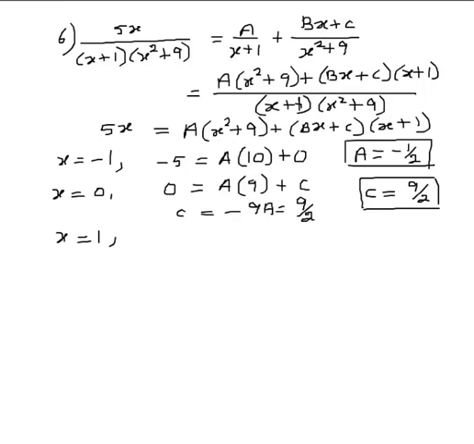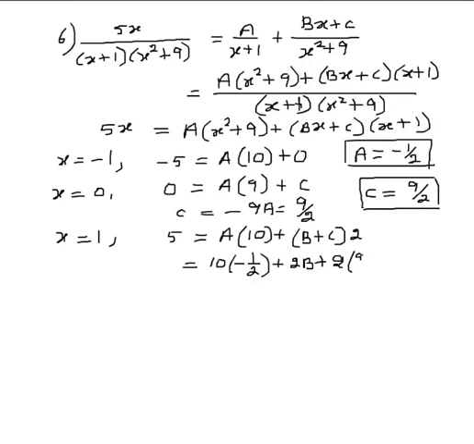Let us plug in the value 1. 5 is equal to A times 1 plus 9 is 10. B plus C times 1 plus 1 is 2. Ten times A is minus half plus 2B and 2C. C is 9 by 2.